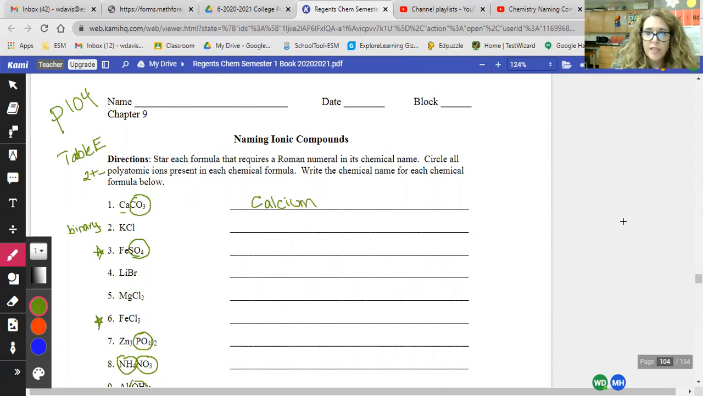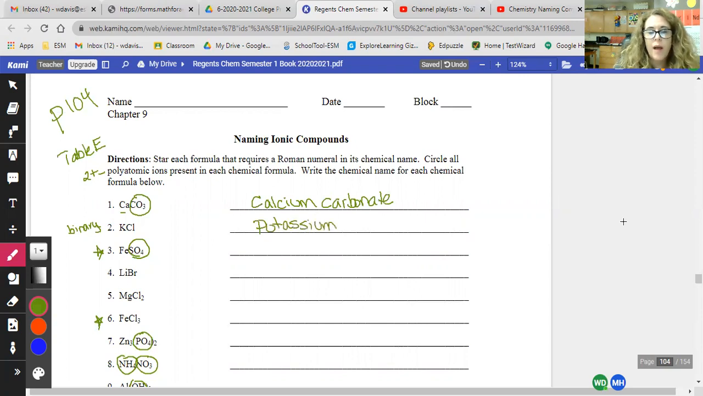And now since I know I need to use table E, I'm going to go to table E, and I'm going to copy down the name exactly as appears on table E, no changing the name's endings to "ide" on table E. This is carbonate. So that's calcium carbonate.